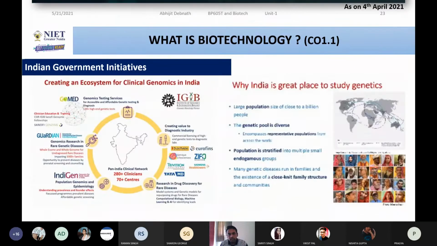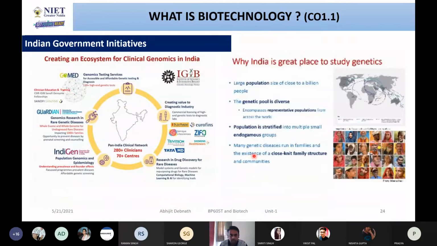I also told you about the initiatives the government is taking at present, such as IGIB, the Institute of Genomics and Integrative Biology. They have started multiple projects to create an ecosystem for clinical genomics in India. These are the various names I already discussed.